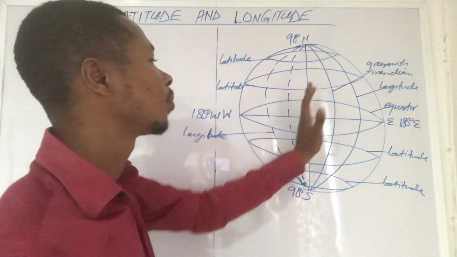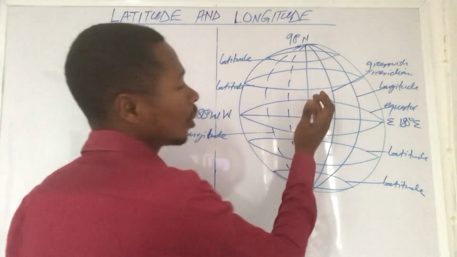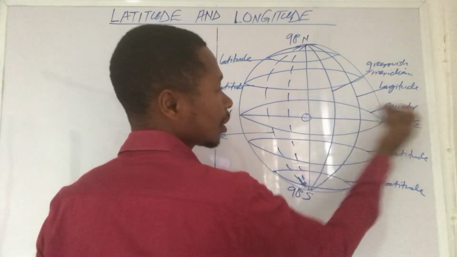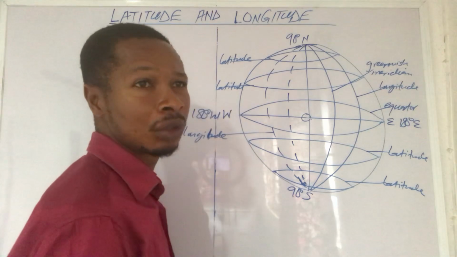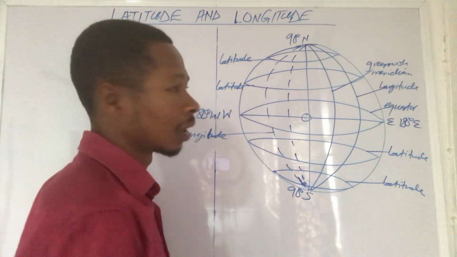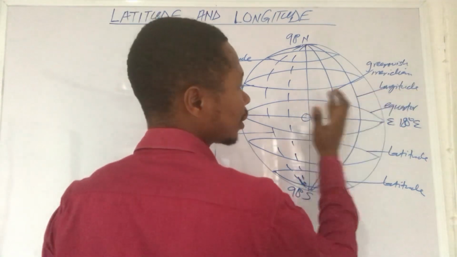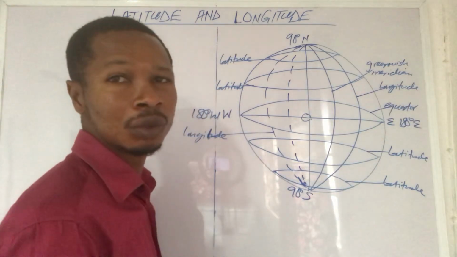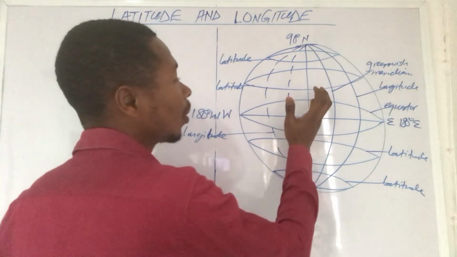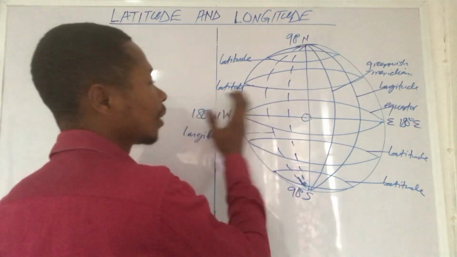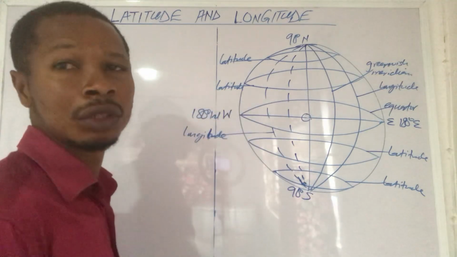Now, the same thing when it comes to longitude. All the longitude to your right hand side are referred to as longitude east, while all the longitude to the left hand side are referred to as longitude west.